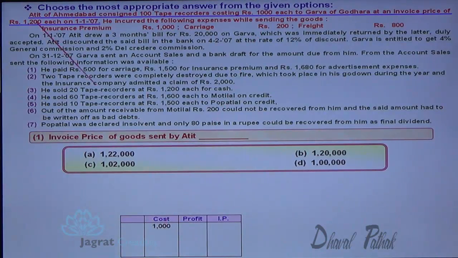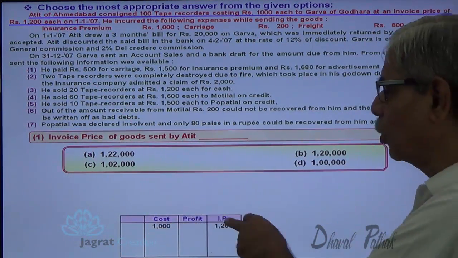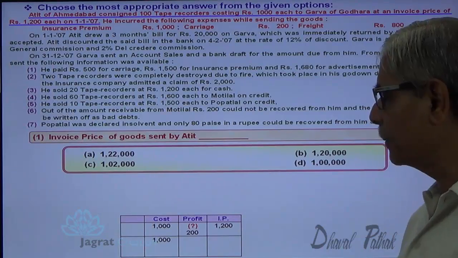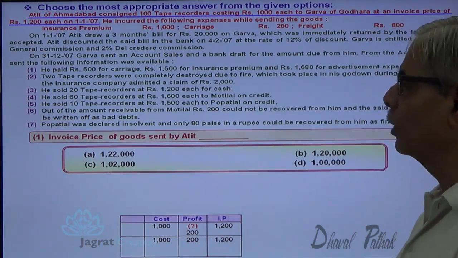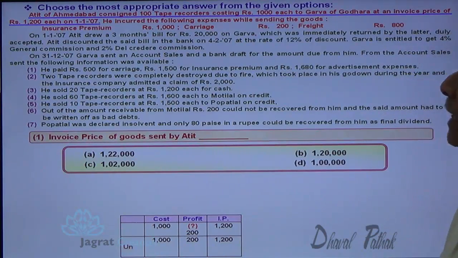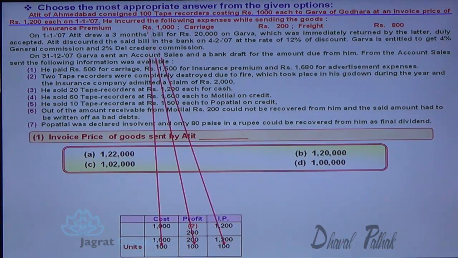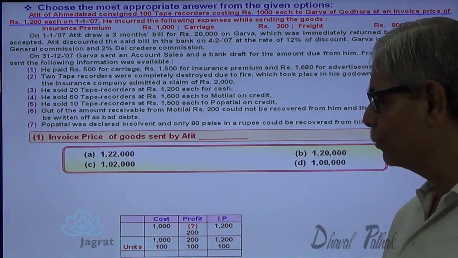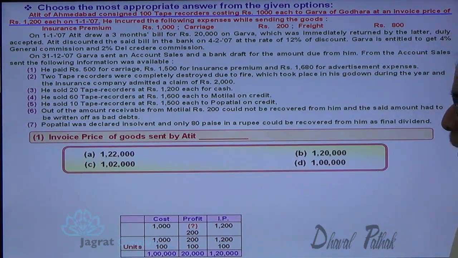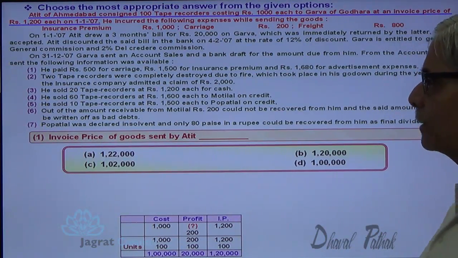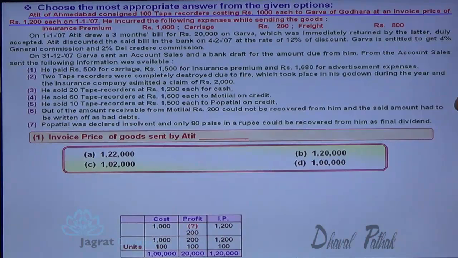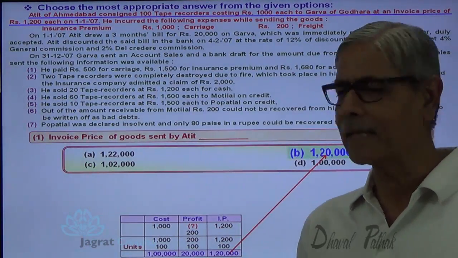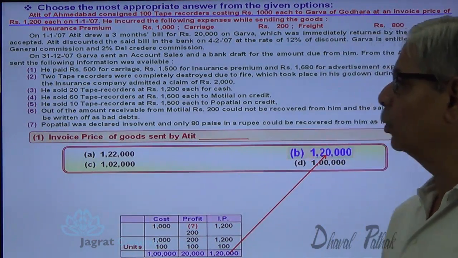So cost is 1,000, invoice price 1,200. Difference between the cost price and invoice price is known as profit or loading. So 1,000 is the cost, 200 is the profit or loading, and 1,200 is the invoice price. Now this is per unit. How many units are sent? The number of units sent are 100. So multiply all this cost with 100, profit with 100, invoice price per unit with 100. So here you will get 1 lakh cost, 20,000 is the profit loaded therein, 1,20,000 is the invoice price. Now the invoice price of goods sent by Atit, the answer is 1,20,000. Option B is the correct answer. This is how I have considered the first MCQ. Now look at the second.